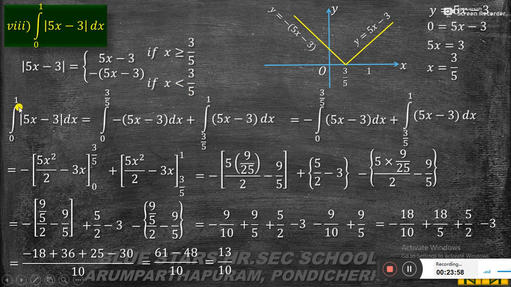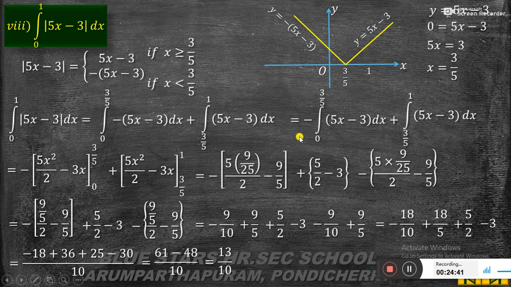So now integral 0 to 1 modulus of 5x minus 3 dx equals, I write it, integral 0 to 3 by 5, where I consider the negative, minus of 5x minus 3 dx, plus, next, the positive function 5x minus 3 dx over the interval 3 by 5 to 1. So the next step, I write the minus sign outside: minus of integral 0 to 3 by 5 of 5x minus 3 dx plus integral 3 by 5 to 1 of 5x minus 3 dx.